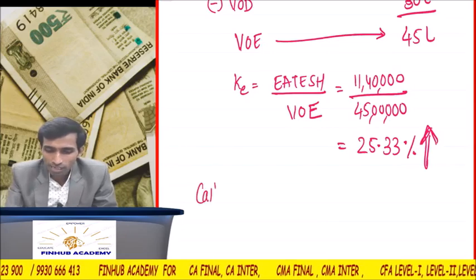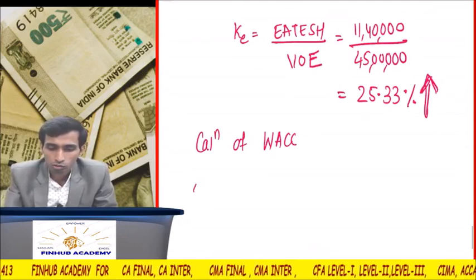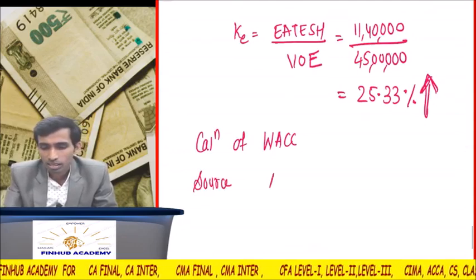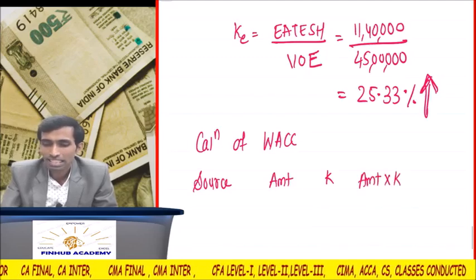Again, calculation of WACC. Source, amount, K, amount multiplied by K.